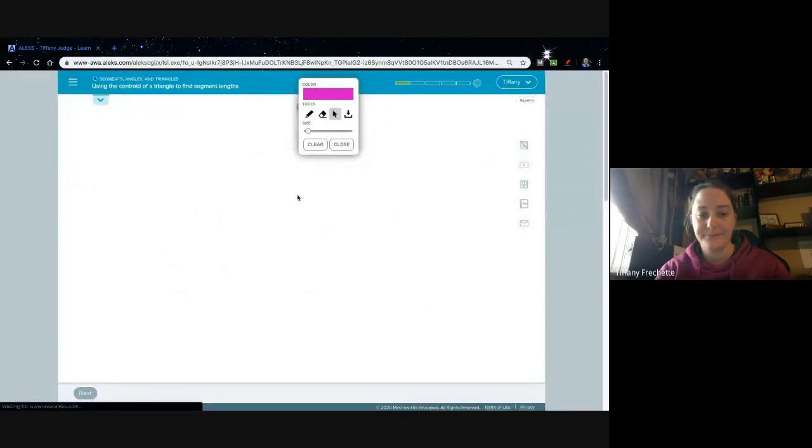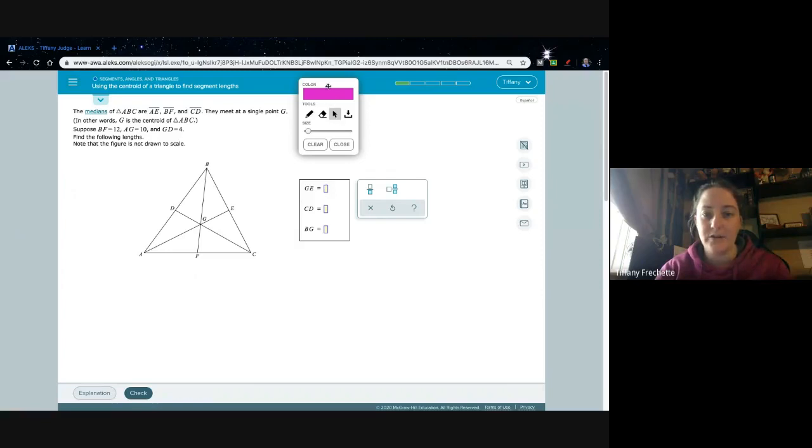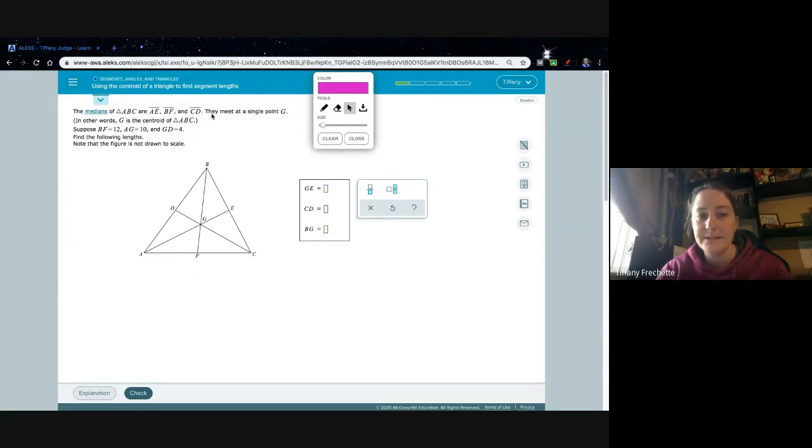All right, next. Okay, so I'm not going to draw quite as much on this one. We know that all of these lines are medians, and this G is the centroid point. So then we're given that BF, so the whole thing is 12. So if the whole thing is 12, we want to divide it up into 3 pieces. So we know that's going to be 4, 4, and 4.